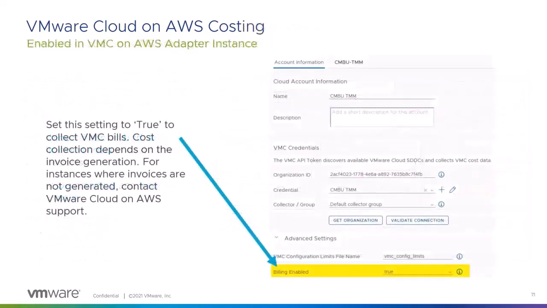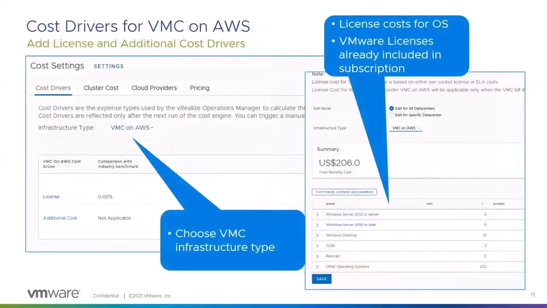What's nice is when you select this, billing enabled, it tells the system to go and actually start collecting the bill. Once it has that, it can start doing the costing based on that bill. I also mentioned, we do have the ability to add in a few cost drivers that apply to VMware Cloud on AWS. These are the ability to customize your license costs, and this also gives you abilities to add in additional costs, like per VM costs based on tags if you wanted to. So it's a way of additionally tweaking and customizing the cost of the VMC environment.